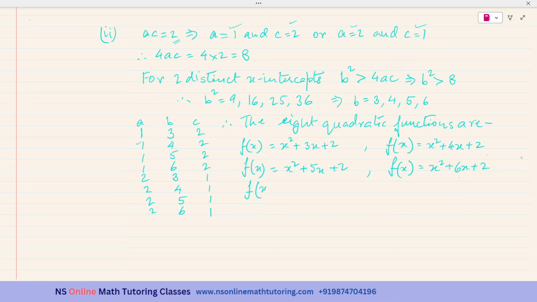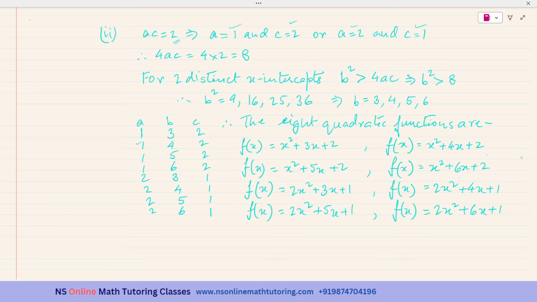and now the other 4, f of x equal to, this time a is 2, so it will be 2x squared plus 3x plus 1, f of x equal to 2x squared plus 4x plus 1, f of x equal to 2x squared plus 5x plus 1, and f of x equal to 2x squared plus 6x plus 1. Okay, so these are the 8 quadratic functions that are possible when AC is equal to 2.